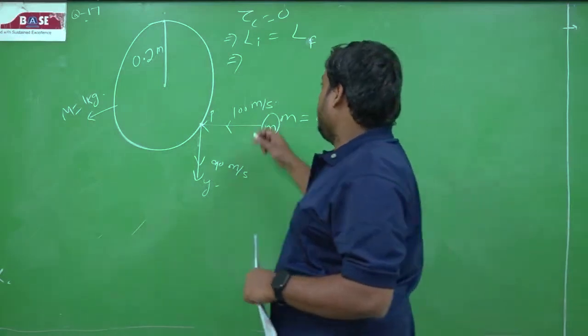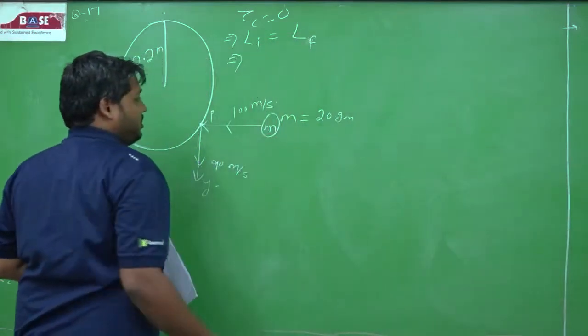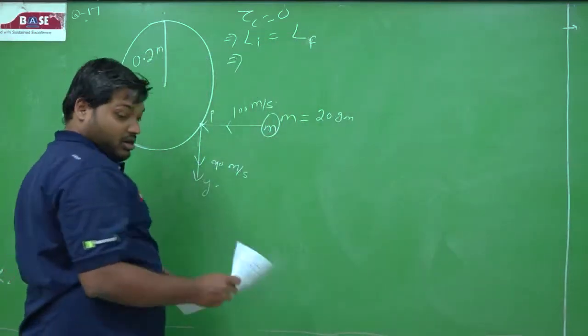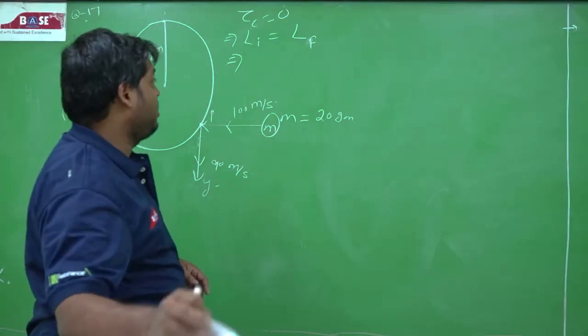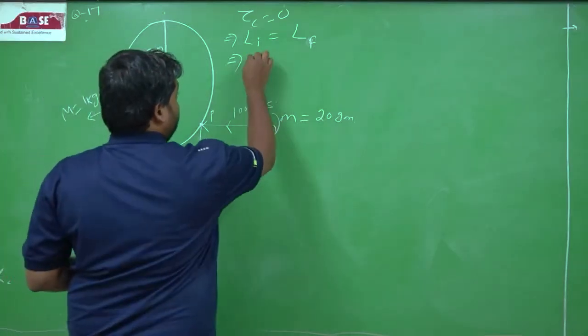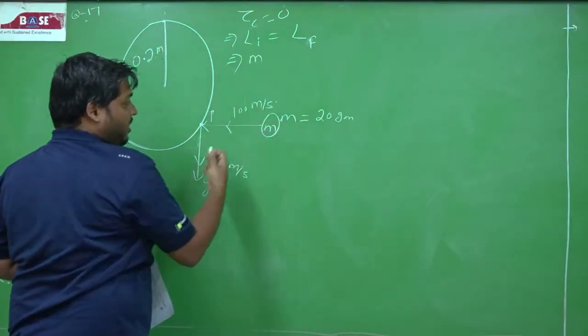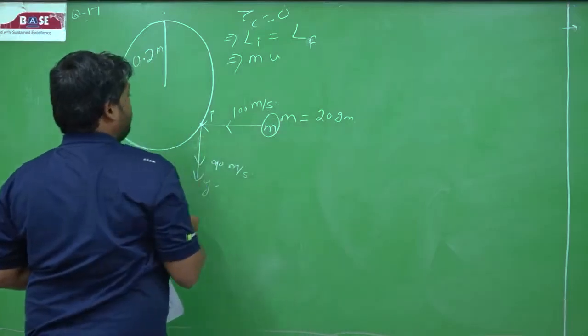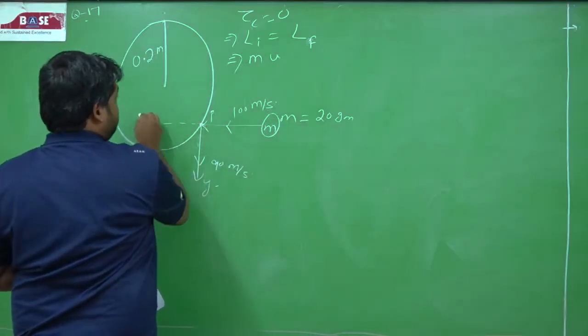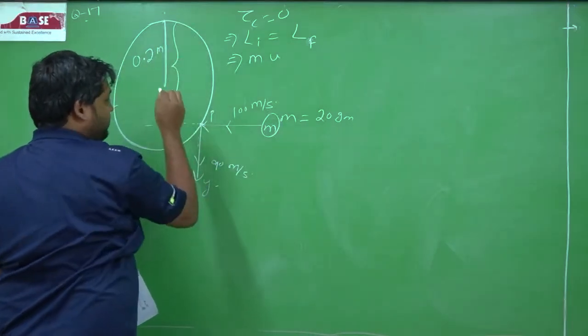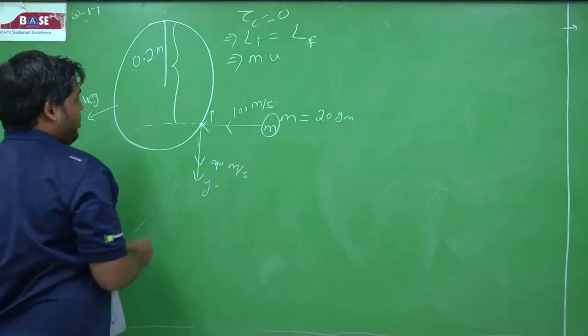Now initial angular momentum of this particle I will write like this. See here, the first one is m, that's for the particle, m u into, when it is going to hit at this point, I need to calculate this perpendicular distance.